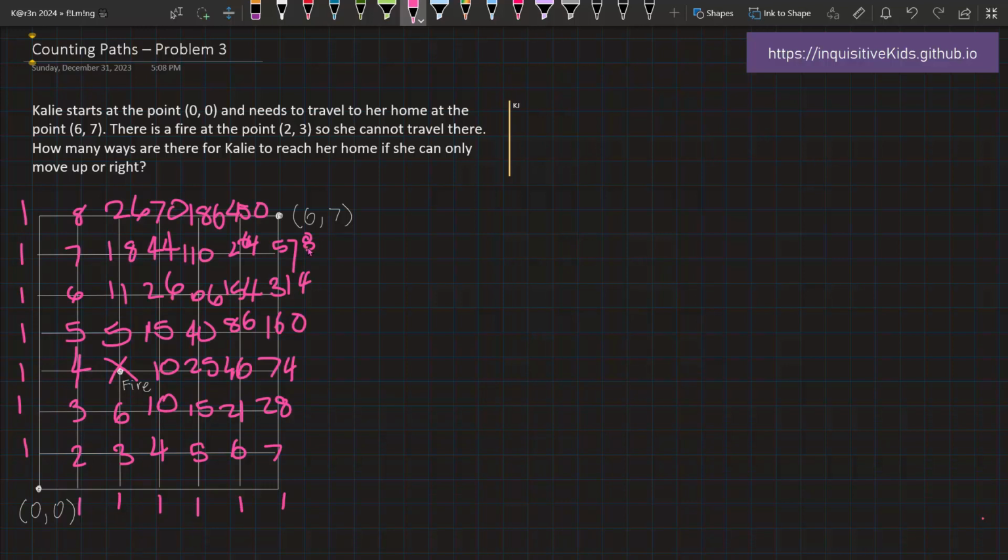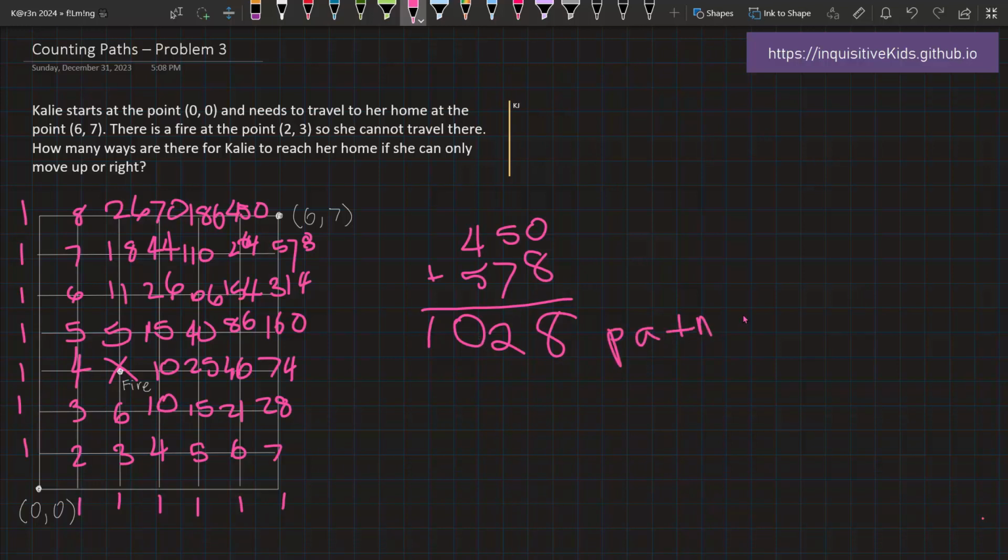So for our final step, we just add 450 and 578. And we add these two numbers from the previous 2 points, which gives us 1028. So there are 1028 different paths or ways for Kaylee to get to her house from the origin point.